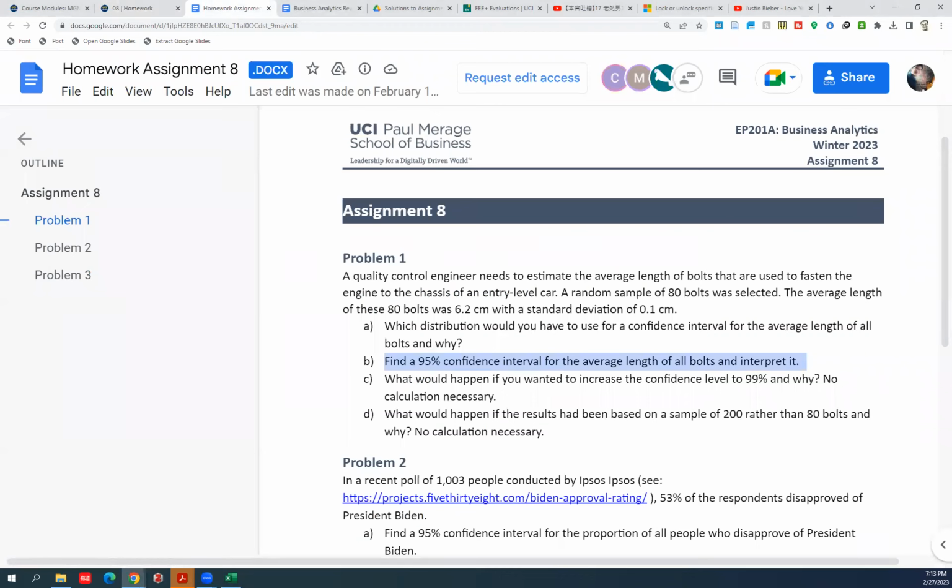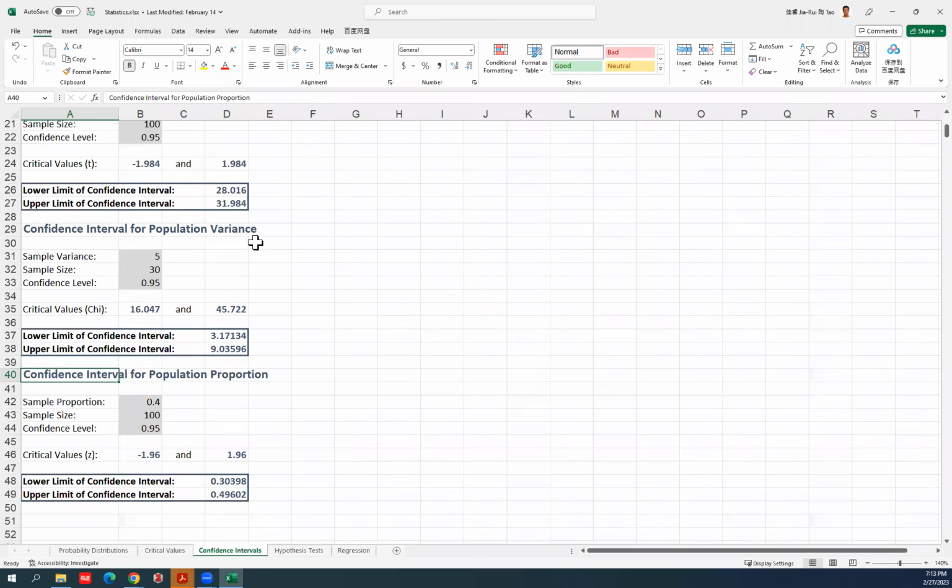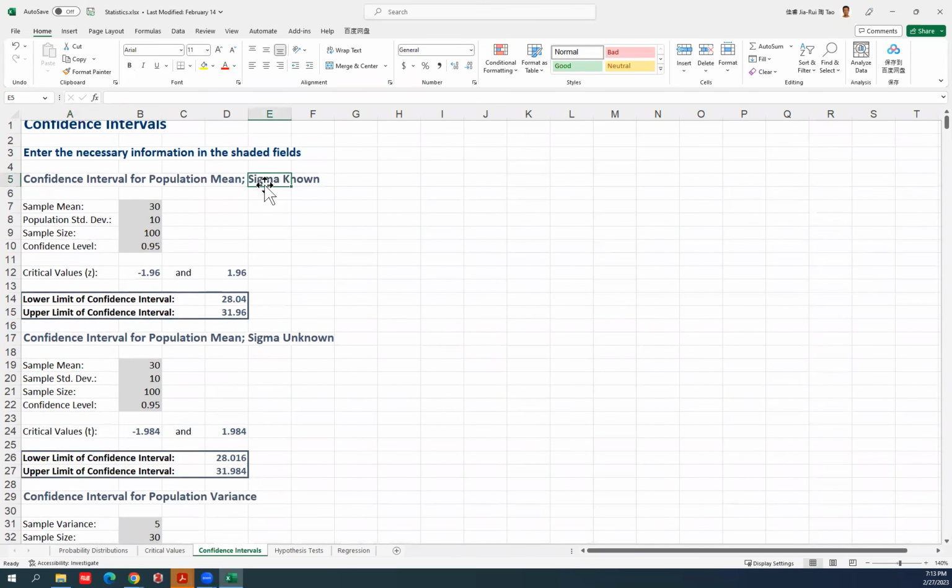The sigma is known. Unfortunately, that would be a wrong choice because what's shown as sigma on this sheet is the population standard deviation. Remember that we always use Greek letters for population parameters, whereas we use italicized Latin letters to refer to sample statistics.